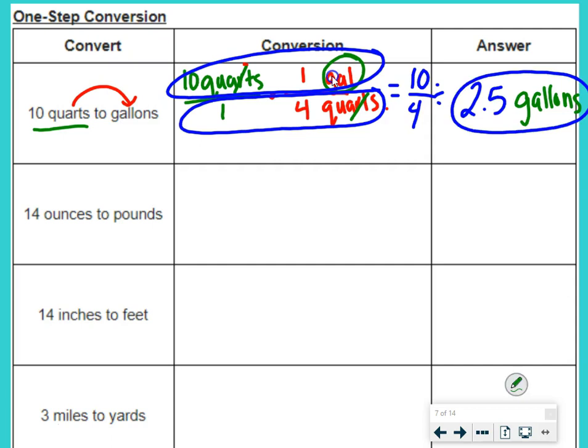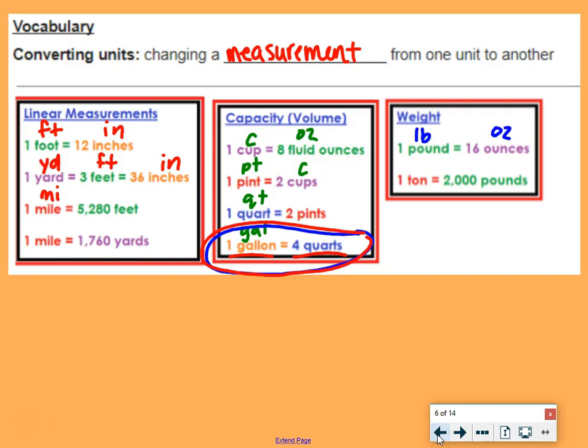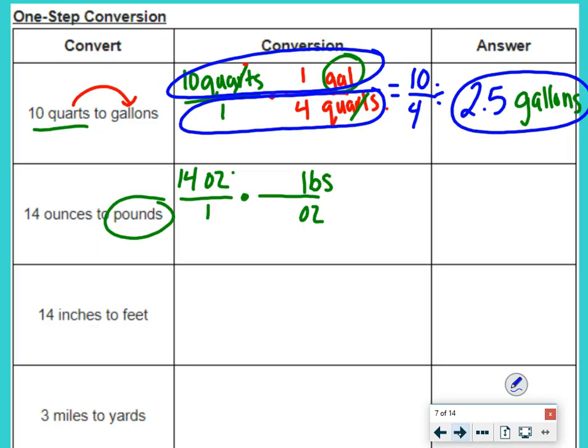Next, 14 ounces to pounds. So first off, we're going to put 14 ounces, I'm going to abbreviate, over 1. When we're going to multiply, now remember, we want ounces on the bottom because it's on the top over here. And our final answer is going to be pounds, so we want pounds on the top. Now we just need to know how many ounces are in a pound. If we go back to our list, we find that there are 16 ounces for 1 pound. So where we have ounces, we'd put 16. Pounds is 1. And then we multiply.